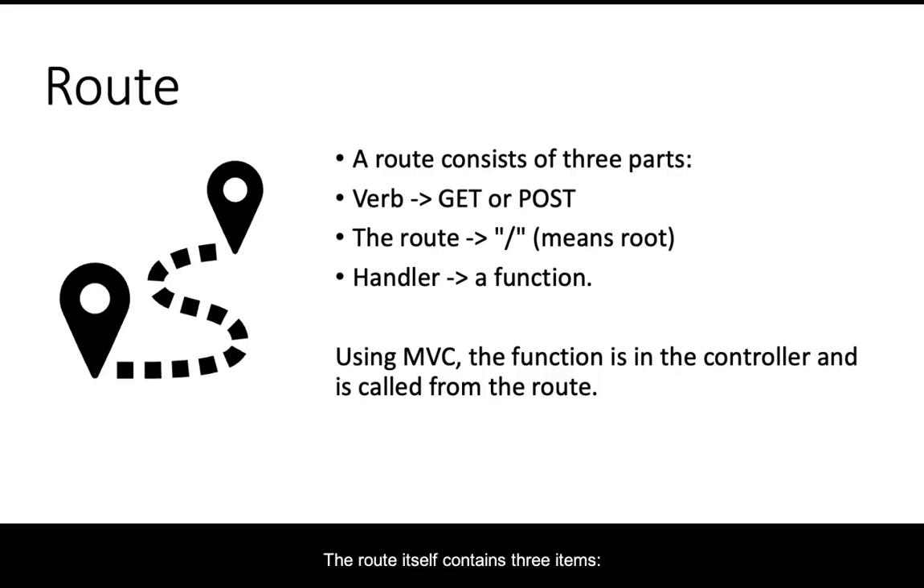The route itself contains three items: 1, a verb, which in our application will be get or post, although other verbs exist. This represents the type of request. 2, the route indicator, to provide information about where this request can be fulfilled. And 3, the handler function.